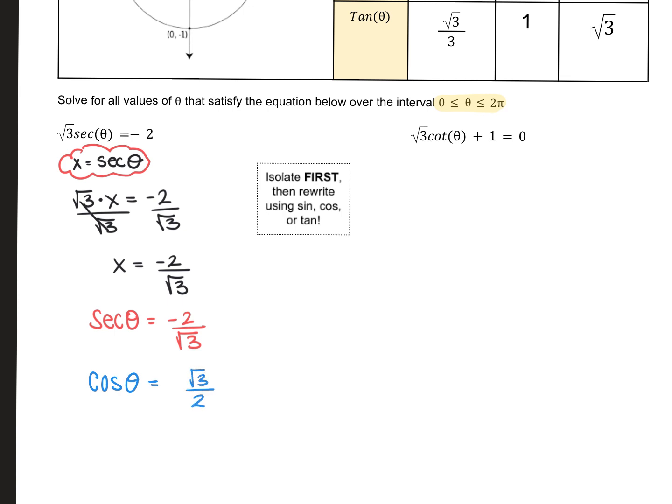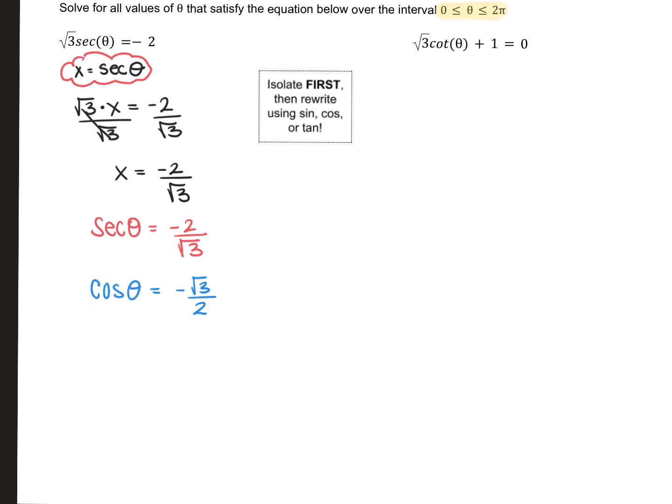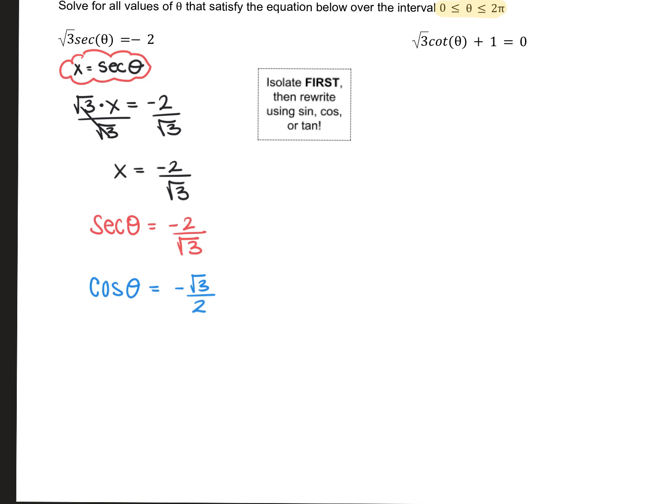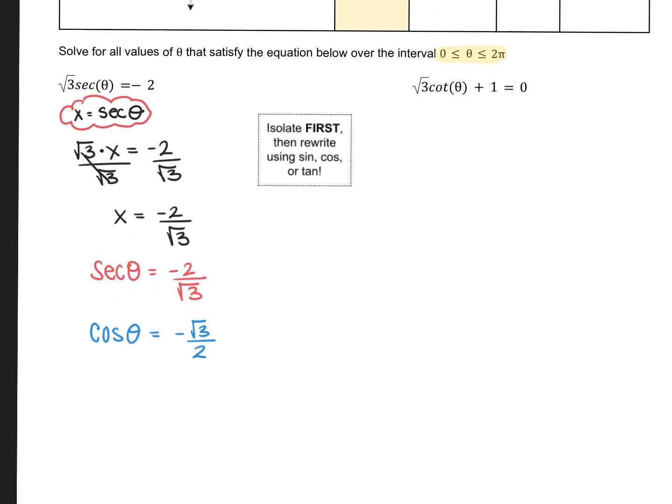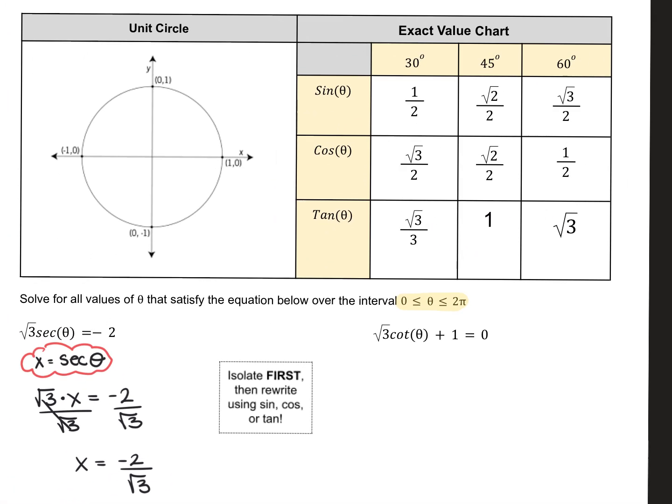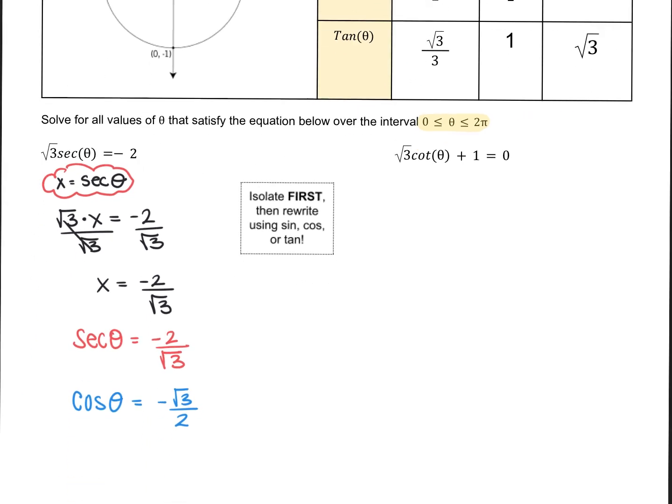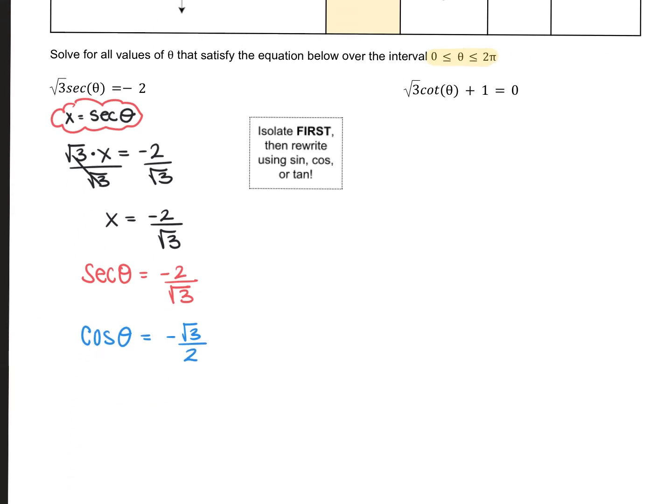So simply switch the fraction and flip it. So now that we are dealing with cosine, we want to know cosine of what angle is negative rad 3 over 2. Well, rad 3 over 2 is very familiar to me. I think it's somewhere up here on this exact value chart. So cosine of what angle is rad 3 over 2? Well, 30 degrees. So what this tells me is that cosine of 30 equals rad 3 over 2.